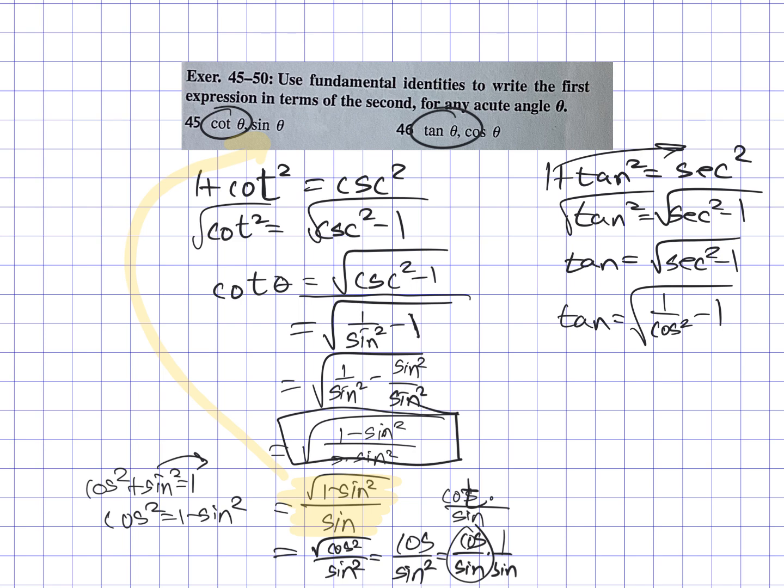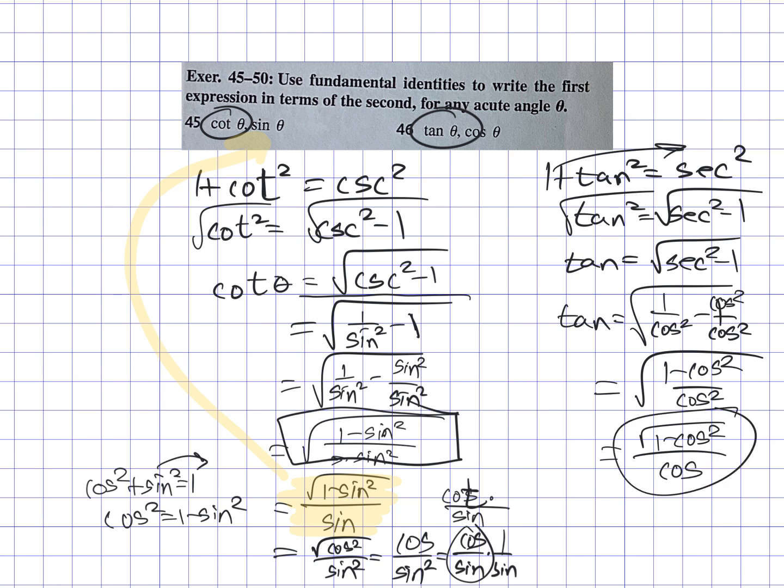So you need a common denominator, so cosine squared over cosine squared, that's 1. And again, this answer is going to be 1 minus the cosine squared over the cosine squared. But you should take the square root of that bottom one. So you have 1 minus the cosine squared all over cosine. That should be the answer. Okay.